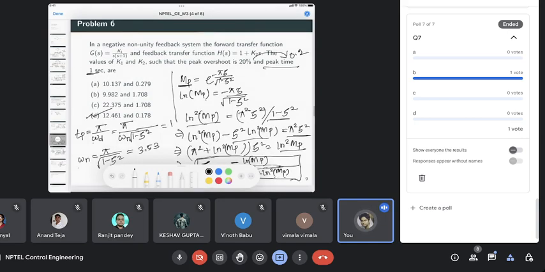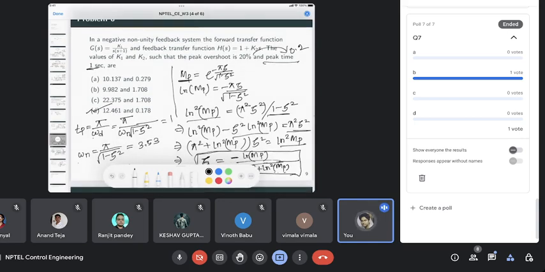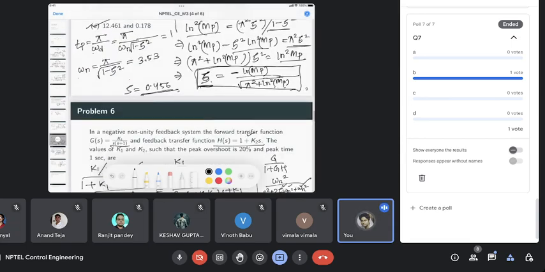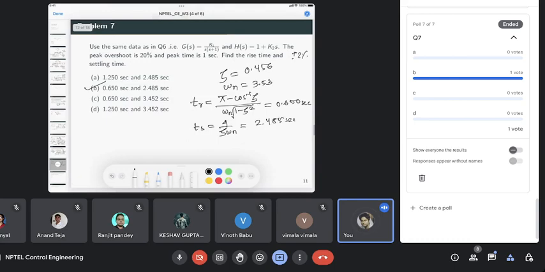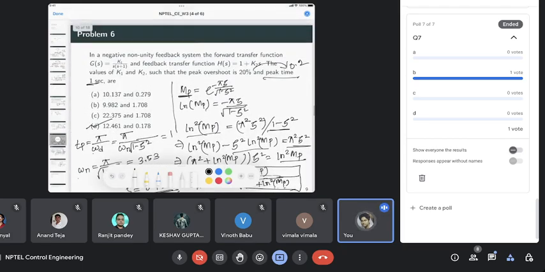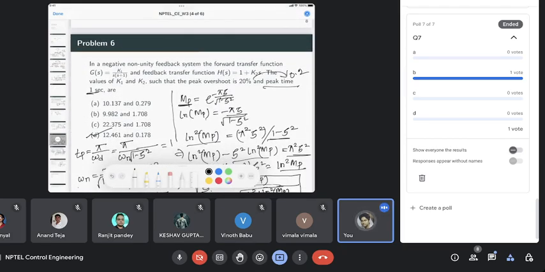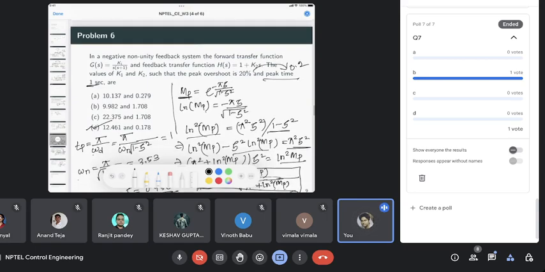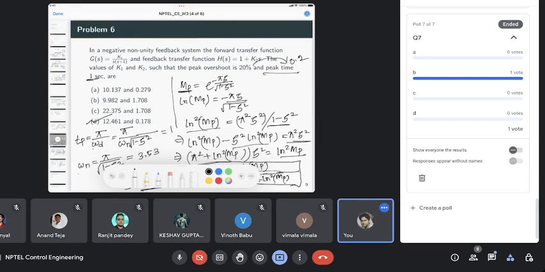So you are given some system here, a negative non-unity feedback system, and the G(s) and H(s) values are given. Then with the data you are given peak overshoot and peak time, and using that data you have to solve this problem. As I have mentioned, you have to use the results from there. First you have to solve this, which we already solved in problem 6, right? We have found zeta and omega n for this problem, so I'm just using those values in the next question. Is it clear? Yes, sir, somebody asked that.